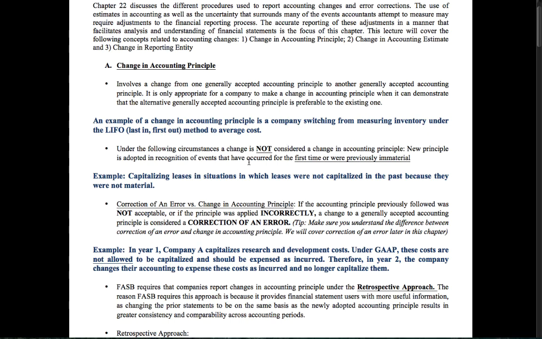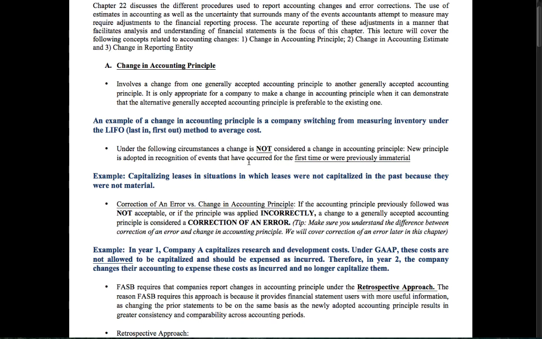An example of this change in accounting principle is a company switching from measuring inventory under the LIFO method to the average cost method. So this is where a company would determine that historically they have always valued their inventory or measured their inventory under one accounting method and decided that moving forward they would like to change and use an alternative measurement method.